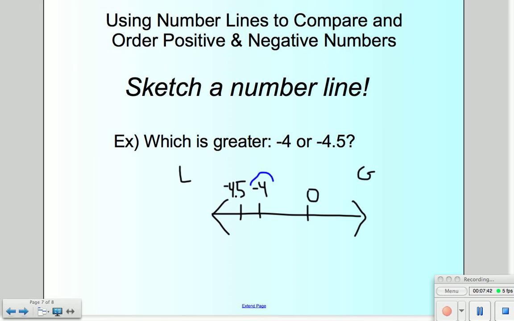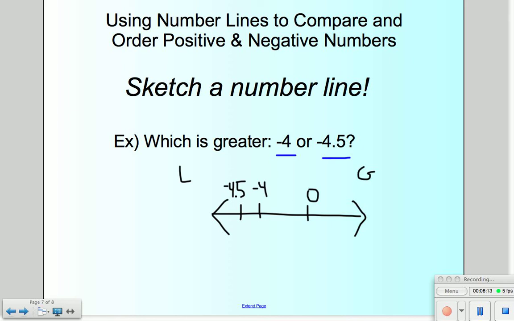Why is that? Because -4 is only 4 away from 0. -4.5 is 4.5 away from 0. Now, if it was in the positive direction, being farther away from 0 means your value is increasing. But because you're in the negative section, because you're going to the left with negative numbers, the farther away from 0 you get, the lesser value your number becomes. So actually, -4 is greater than -4.5.